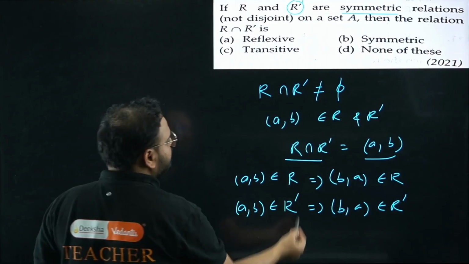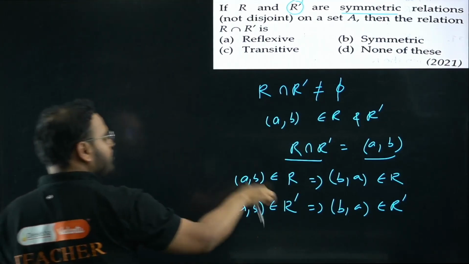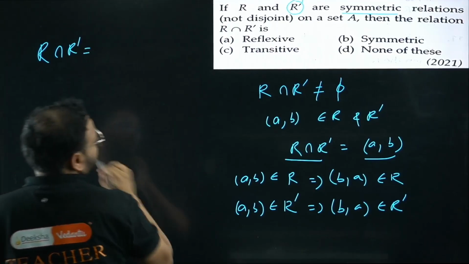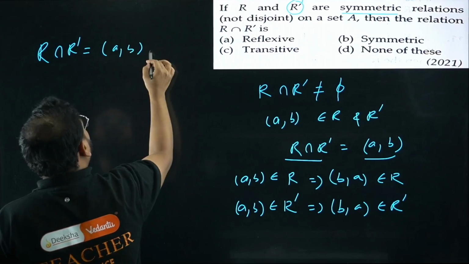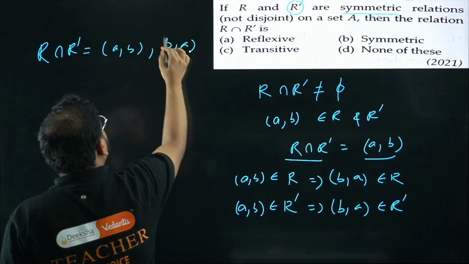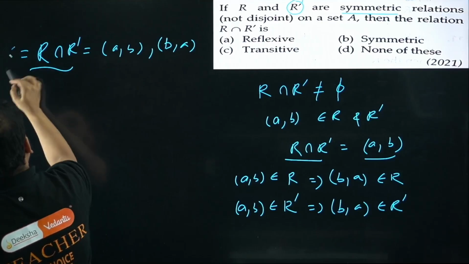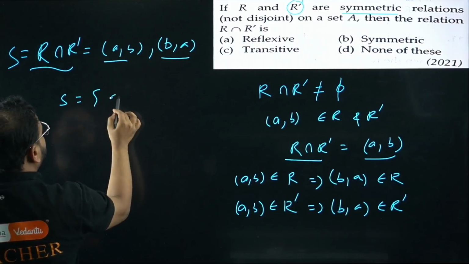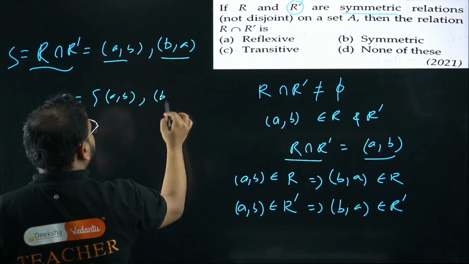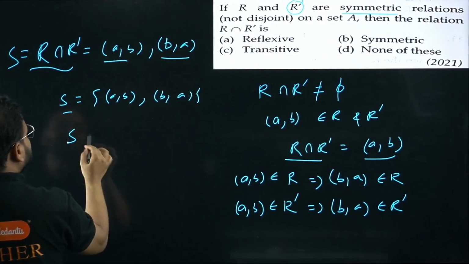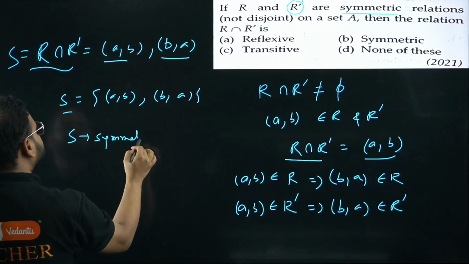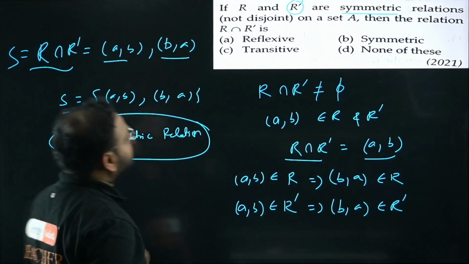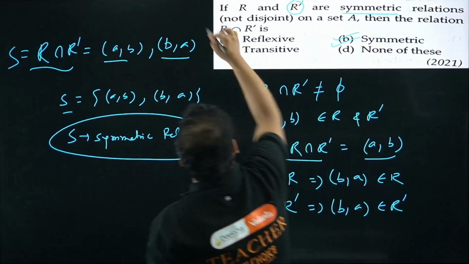Think about it. Now if you take the intersection, if I say only these two are common, and I write R intersection with R dash, what will I have? I will have A comma B and also B comma A. If I call this set S, set S is A comma B and B comma A. Can you not say set S is symmetric in nature? Yes, you can say that. That's why the option will be B. Please check. It's a very good question.